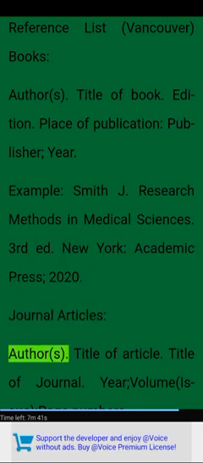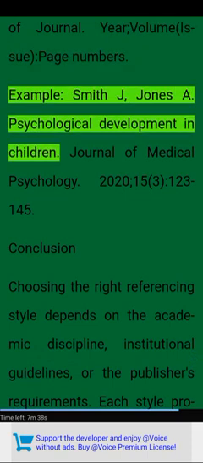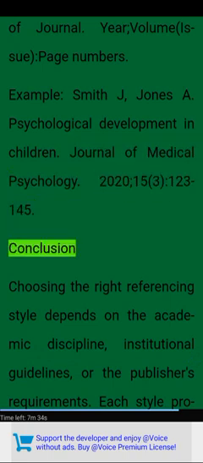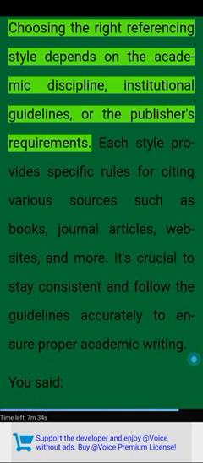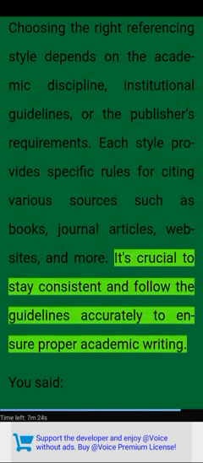Journal articles: authors, title of article, title of journal, year, volume, issue, page numbers. Example, Smith J, Jones, The Psychological Development in Children, Journal of Medical Psychology, 2020, 15-3, 123 to 145. Conclusion. Choosing the right referencing style depends on the academic discipline, institutional guidelines, or the publisher's requirements. Each style provides specific rules for citing various sources such as books, journal articles, websites, and more. It's crucial to stay consistent and follow the guidelines accurately to ensure proper academic writing.